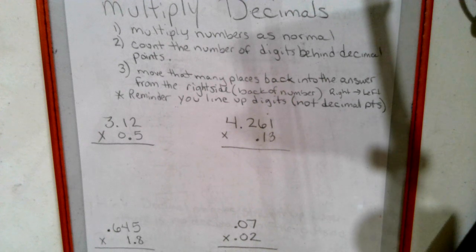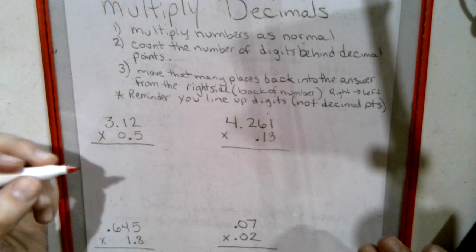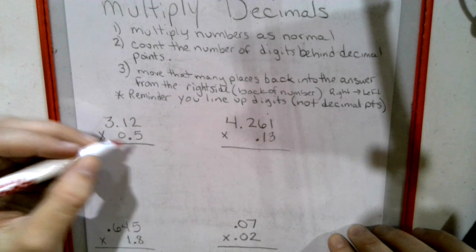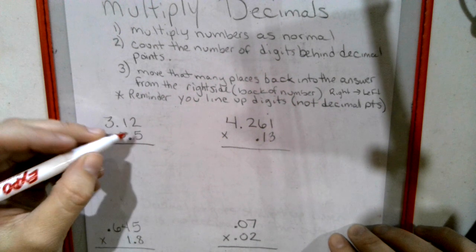Remember, you line up digits. You don't line up decimal points when we're multiplying. If it happens to happen, then it is what it is. All right, so I'm just going to go through and I'm going to multiply these.